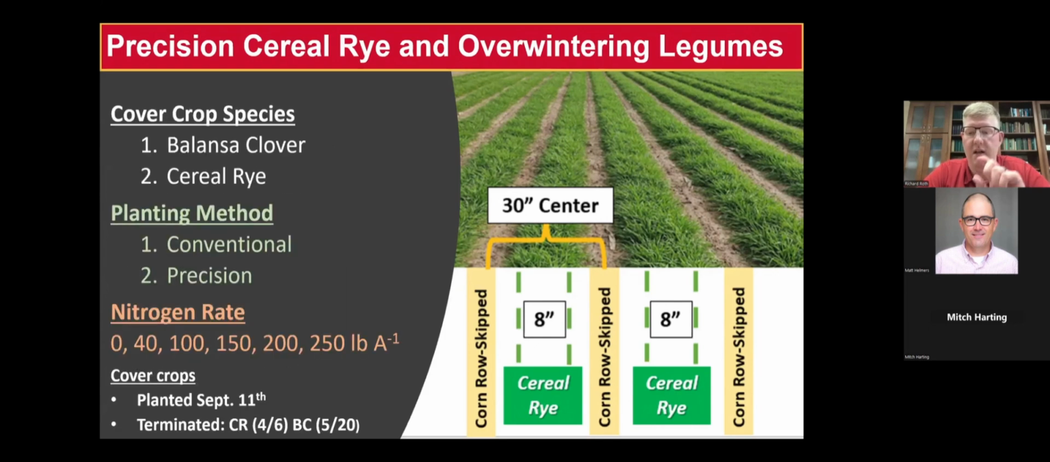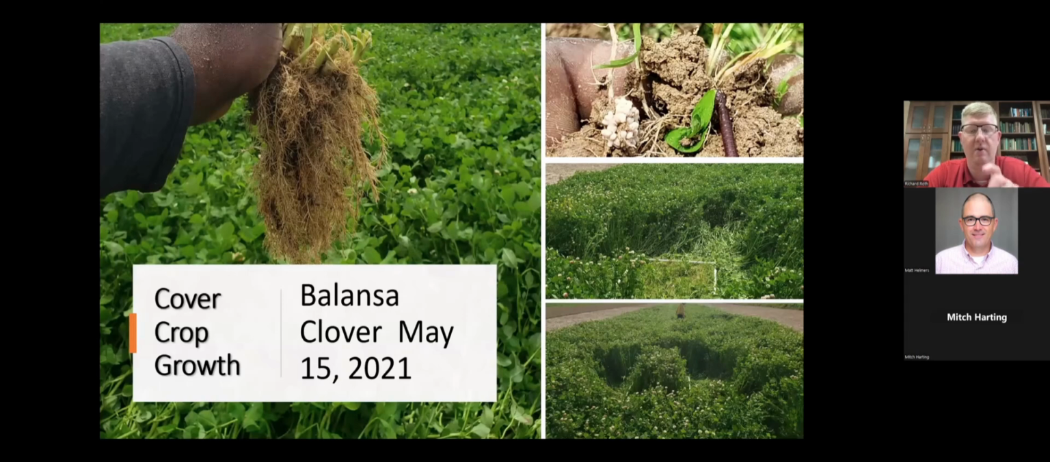And so we looked at a clover in this system that I want to talk about, a Balansa clover. This is a very cold tolerant clover. There's actually multiple cold tolerant clovers out there. There's Balansa clover, Berseem clover, Persian clover, and even some crimson clovers can also be pretty cold tolerant. Here's some pictures of what it looks like. This is in southern Indiana, right? So more northern latitudes, you're not going to see this amount of growth, but you can still see very good growth.